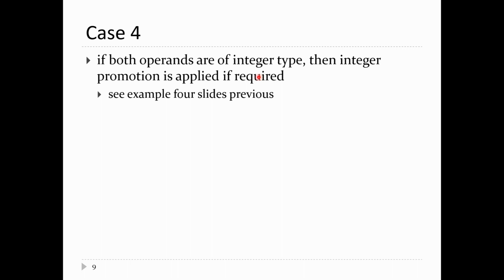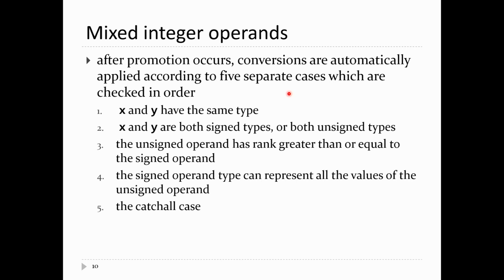So after promotion happens, conversions are automatically applied, and this time there's 5 separate cases. And this is to deal with the fact that you have the unsigned integer types. Now normally after promotion, your two operands will have the same type, will both be int. So x and y have the same type, nothing else happens, because they have the same type.